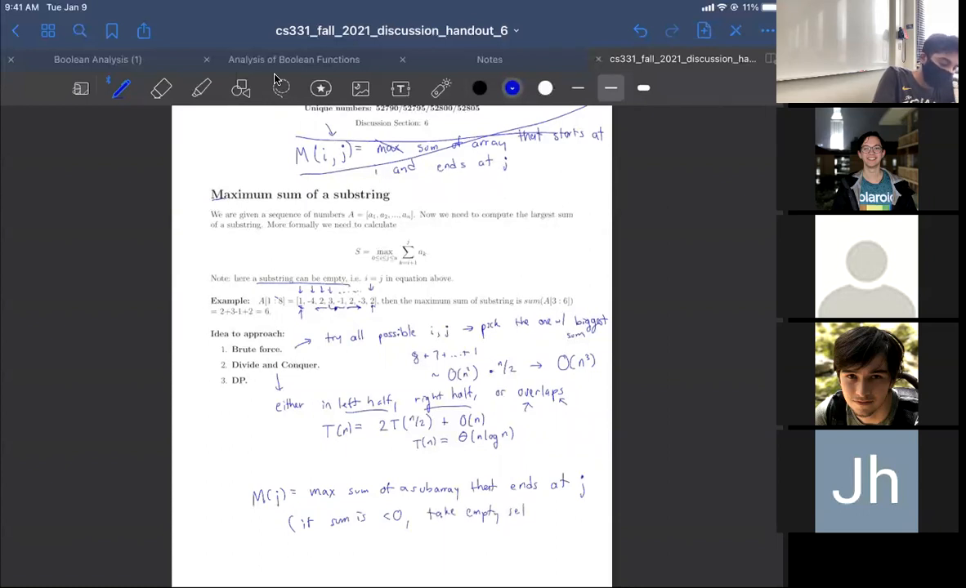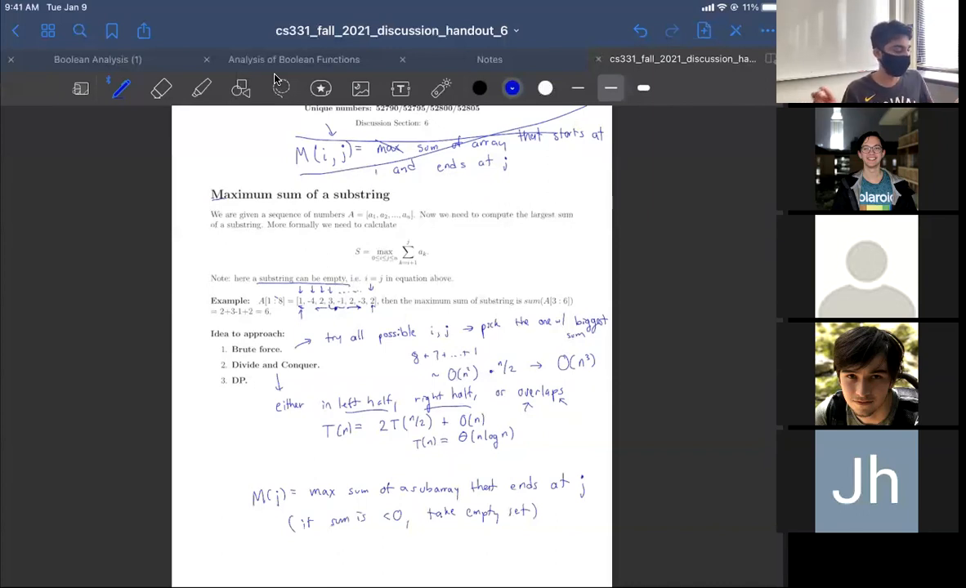And this is a bit of a technicality. While the empty set doesn't necessarily end at j, we'll just say it starts at j plus 1 and ends at j or something. Okay, we'll say we're going to cut off the running sum at this point, and we're just going to start anew at j plus 1.